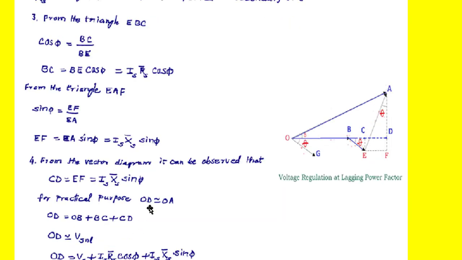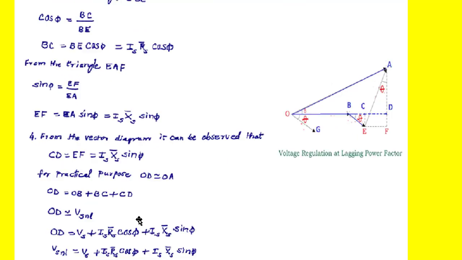So from practical point of view, we can say this OD is approximately equal to OA. What is this OA? OA is nothing but induced EMF. So induced EMF is equal to OD approximately. So we know what is OD. What is OD? So look at this. OB plus BC plus CD. OD is equal to OB plus BC plus CD.